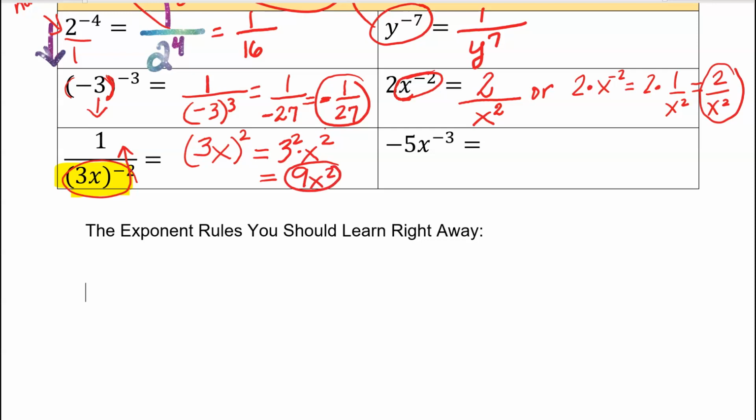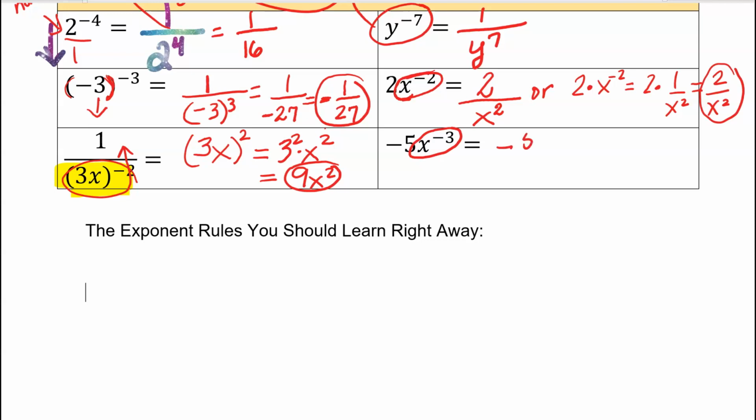Let's move on to this problem. Negative 5x to the negative 3. So again, let's test you. What is to the negative third power? Is it negative 5x? Is it x? Or is it negative 5? If you said only x, you are correct. So the only thing we will move to the denominator is the x.